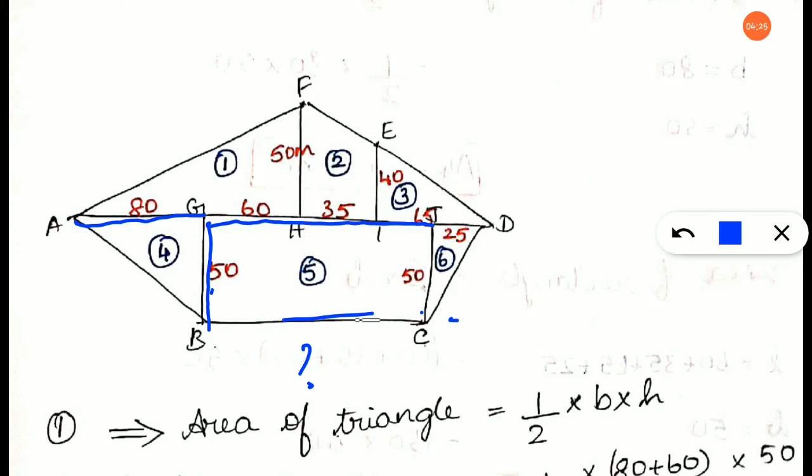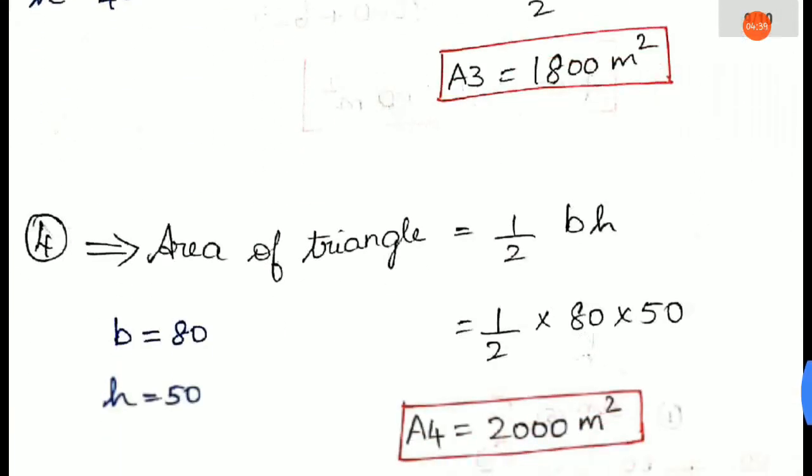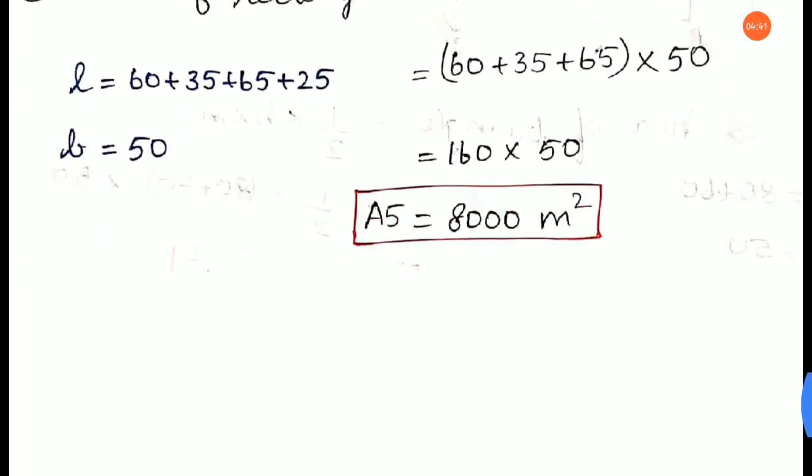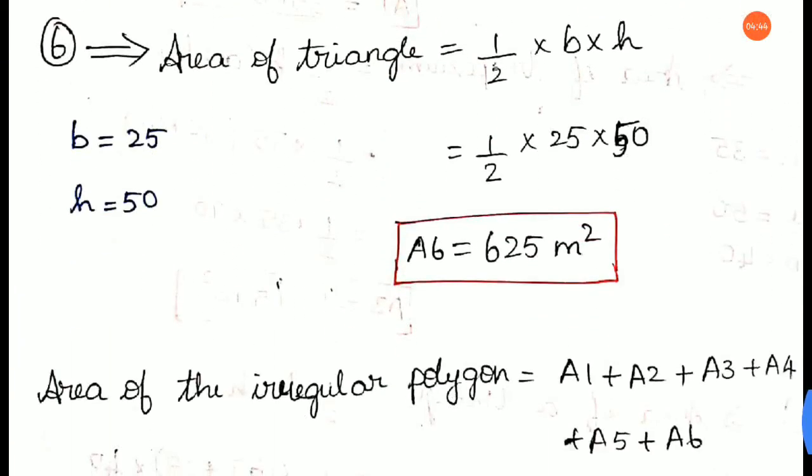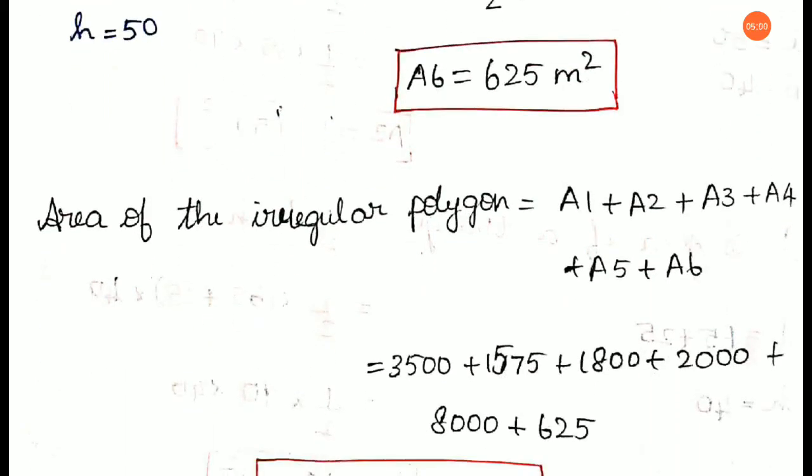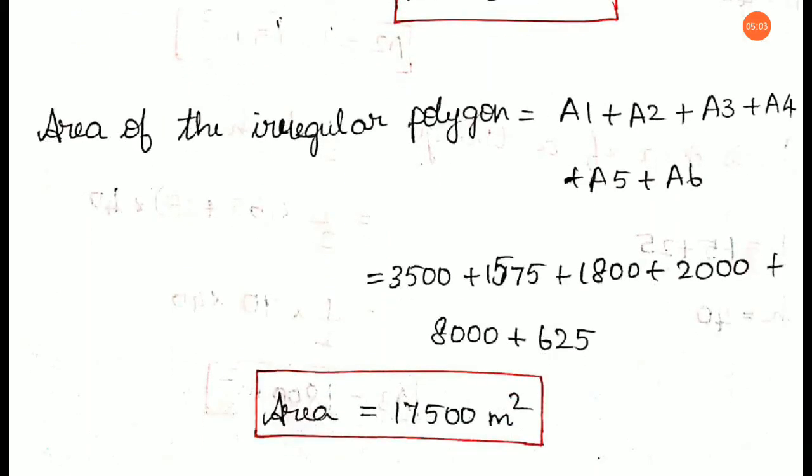Now check out the sixth shape, that is another triangle. What is the base and what is the height here? The bottom part is taken as the base and this line is taken as the height. Now you are going to substitute these values and find the area for all the 6 shapes. Finally, the area of the irregular polygon is equal to area 1, the first triangle, then the trapezium, then the triangle, again a triangle, rectangle and triangle. You write down all the values that you have found, and when you add all these you will get the area of that irregular polygon.